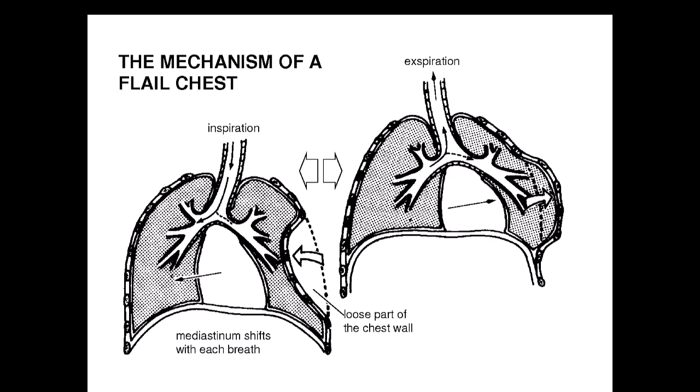When you break ribs, you can get a flail chest. And here's the mechanism of a flail chest. Notice there's a difference when we take in an inspiration, the mediastinum shifts with each breath, and the loose part of the chest wall pushes in. On expiration, the loose part of the chest wall pushes out, and this is why it's called a flail chest.